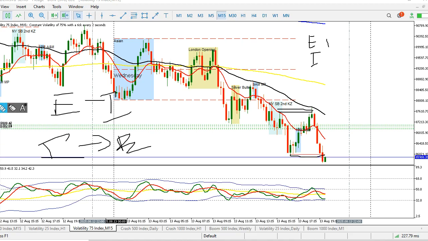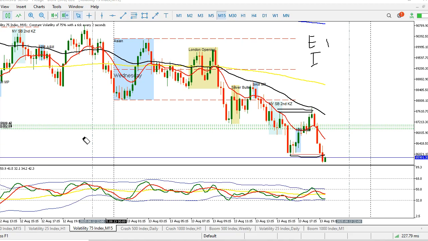With that being said, I already had that in mind, so that was why I entered. That is the analysis there, and you can see that on my indicator too. That's the first one, and the second one. Now the third one is the key zone.